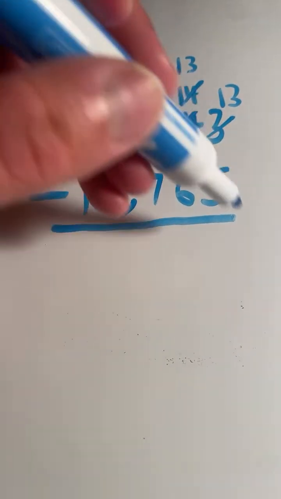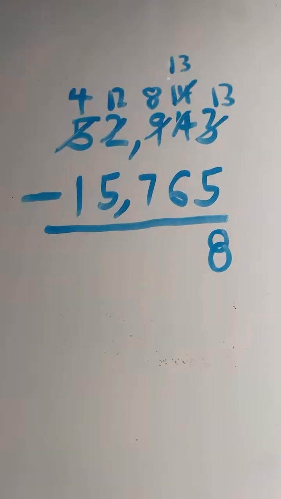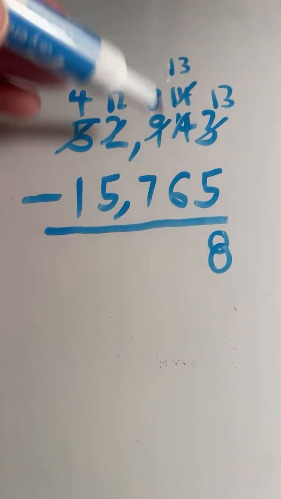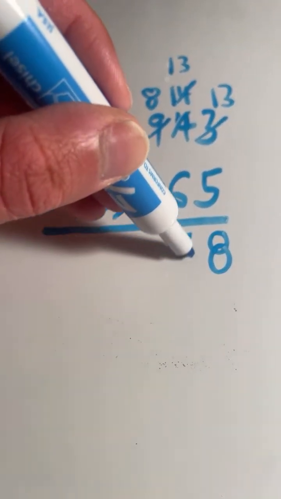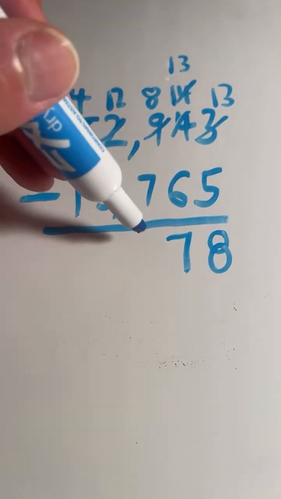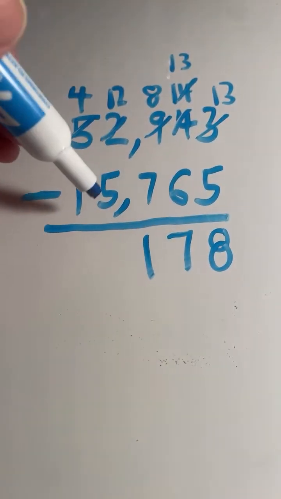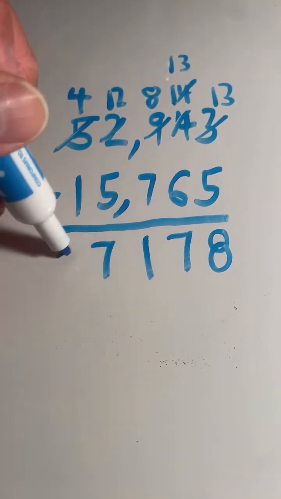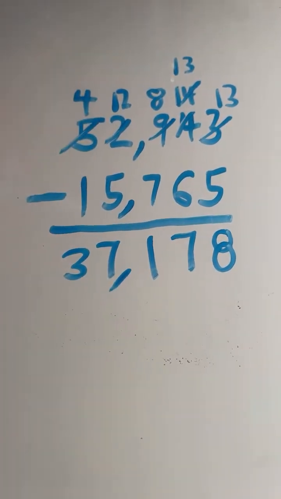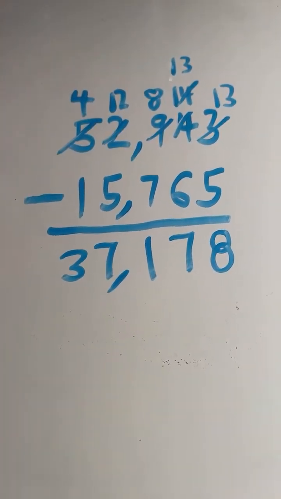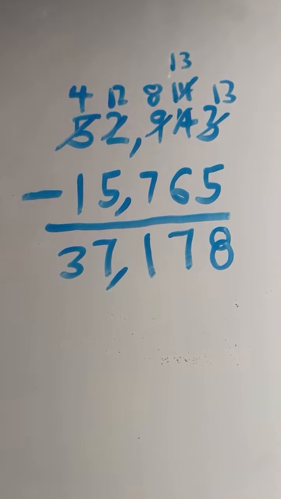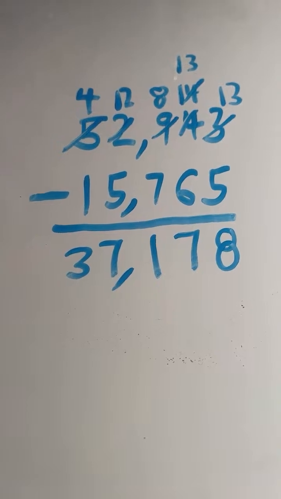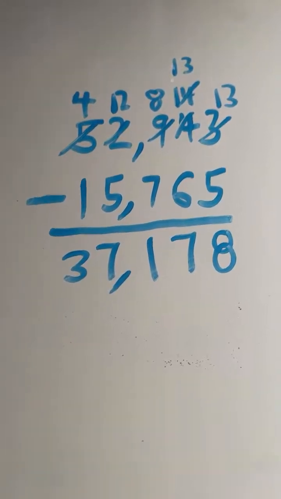13 minus 5 equals 8. 13 minus 6 equals 7. 8 minus 7 equals 1. 12 minus 5 equals 7. 4 minus 1 equals 3. And we have our final answer, 52,943 minus 15,765 equals 37,178.